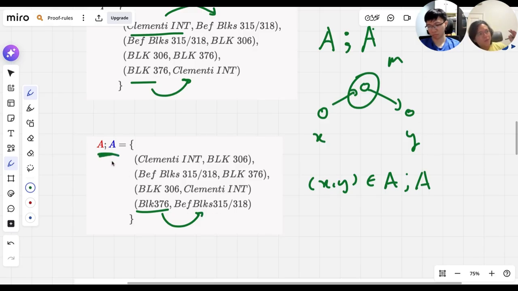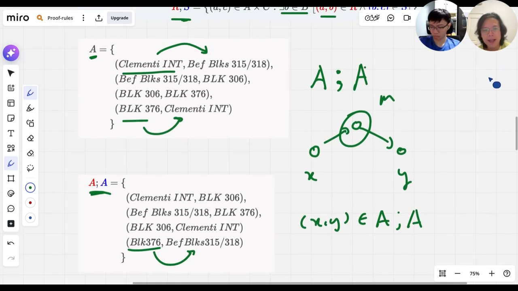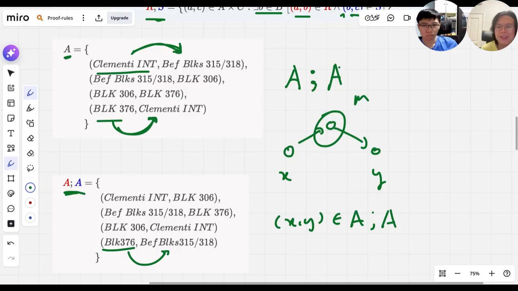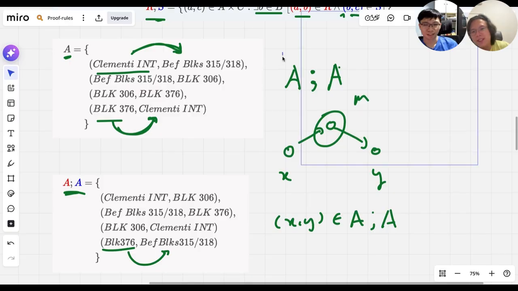So you're just taking one step in one relation and then taking one step in another relation. A compose A is like taking one step in one relation, then one step in the other relation. Does that make sense? Maybe this is a bit trippy. I'm just thinking, is it easier to draw it out as a graph? Yeah, it probably is.